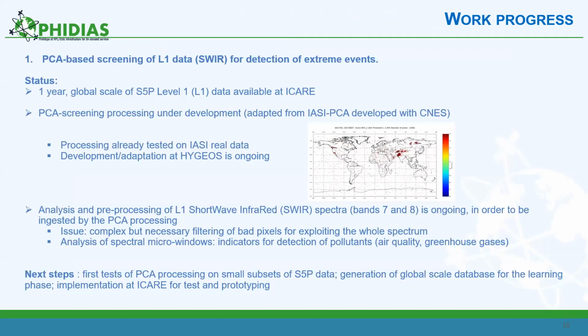Based on that, we are adapting this processing to Sentinel-5 Precursor data, and we are on the way to start the first processing of the data. The idea is to test this on a few data sets of Sentinel-5P, and the goal within that project would be to process at least one year of global Sentinel-5P data in order to analyze the added value of such a processing and to make it available to the users.